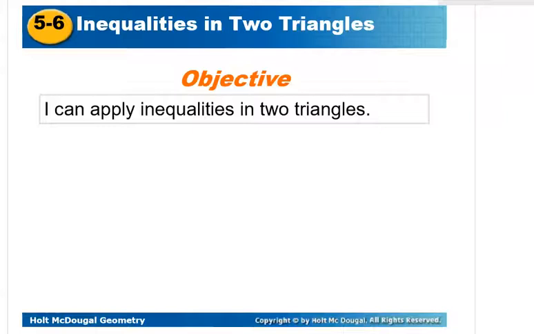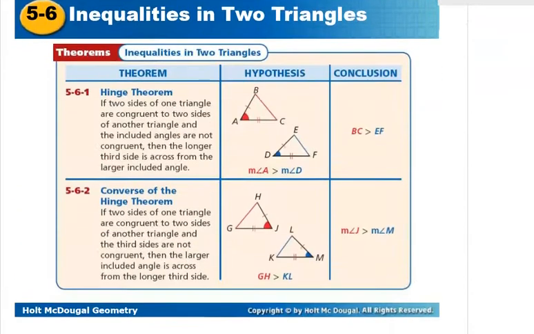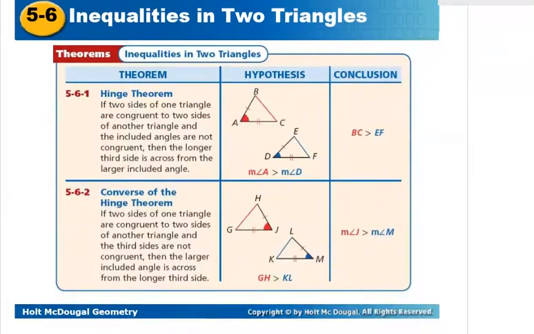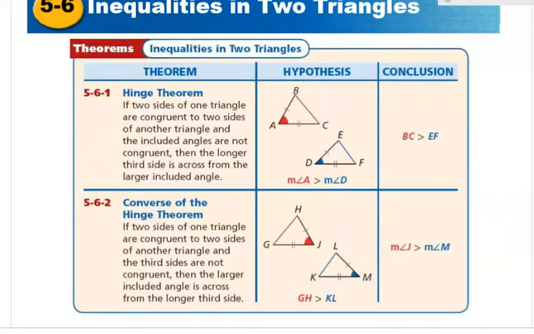Welcome to section 5.6. Our objective is I can apply inequalities in two triangles. So we're going to be talking about the hinge theorem today. Super easy. If you have two triangles and two sides are congruent, let's say this is 2 and this is also 2, this is 3 and this is also 3.